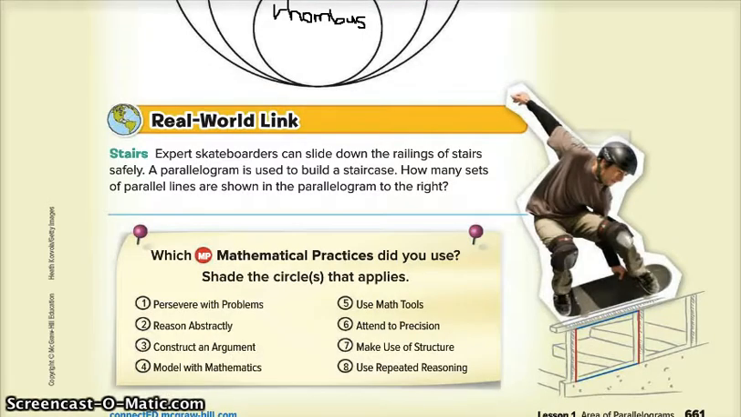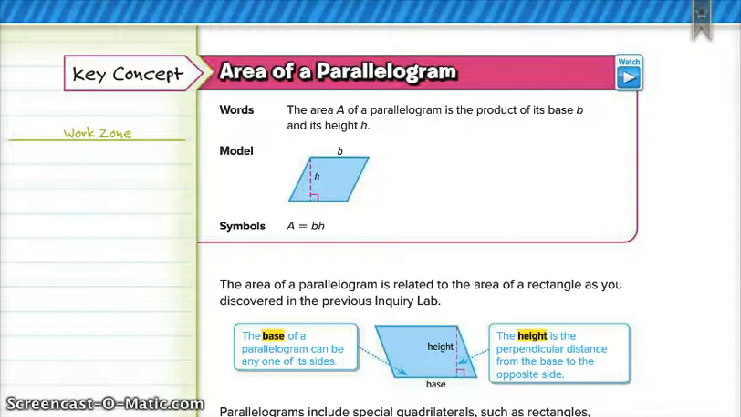Go ahead and take a look at the real world link and read over this. It says, how many sets of parallel lines are shown in the parallelogram to the right? So you're looking over here where you see the lines that are kind of darker, and from there you're going to answer this question.